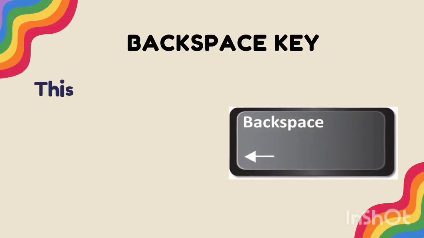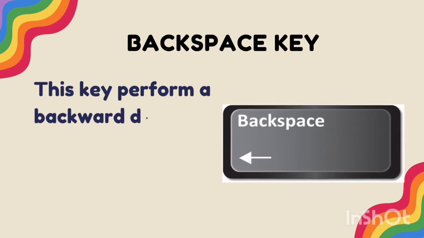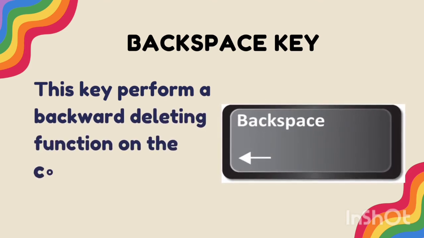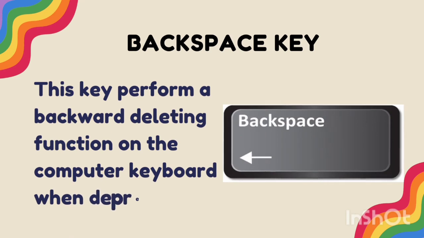The next is the backspace key. This key performs a backward deleting function on the computer keyboard when you press backspace. You can see the backspace also has a symbol of an arrow facing the left side, backward. So when you type and make errors, you can simply press the backspace key and it will delete each of the letters or figures that you've typed, backward.